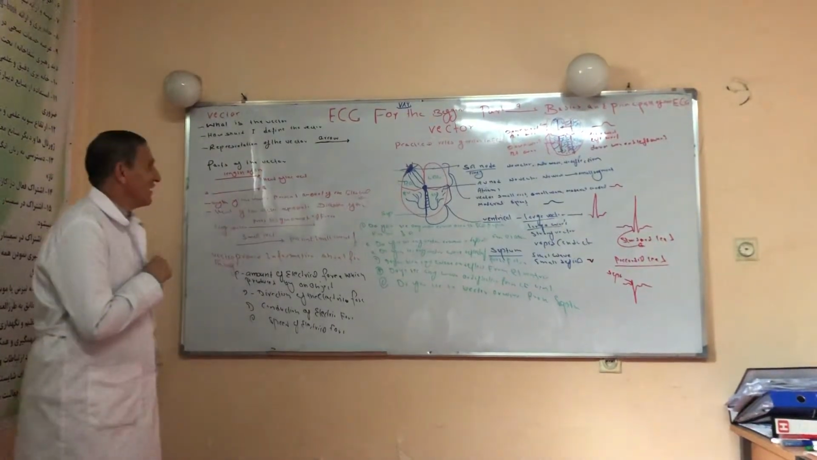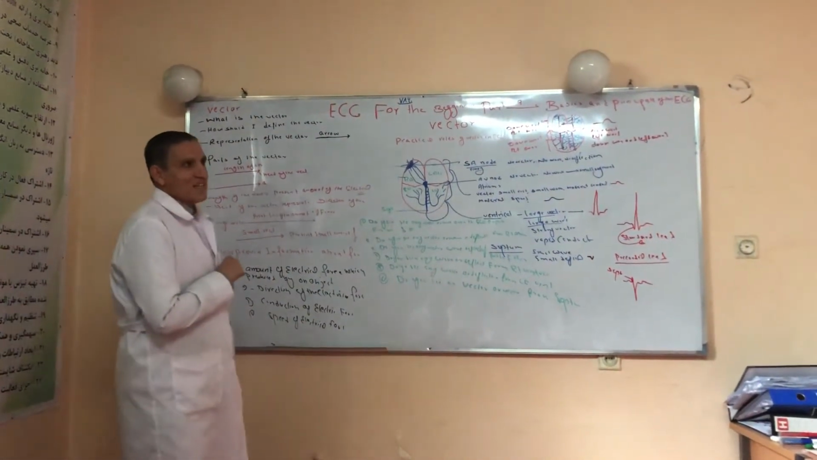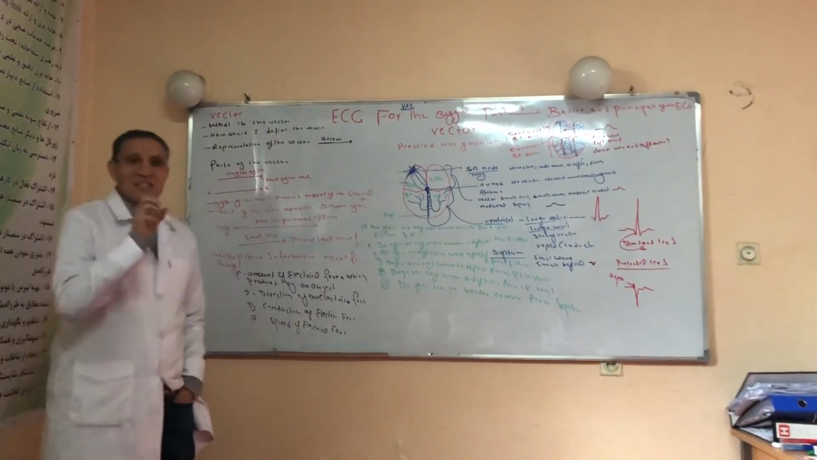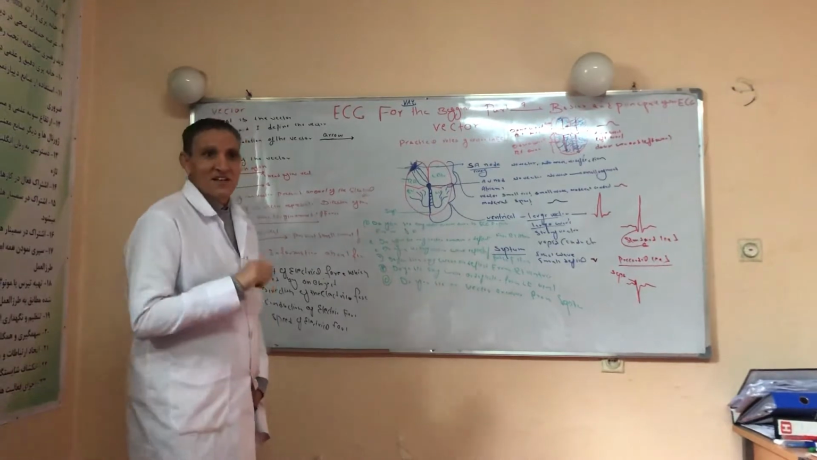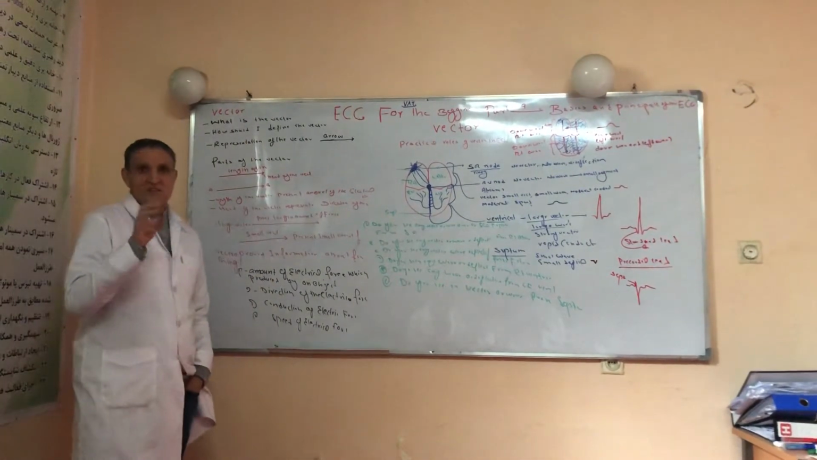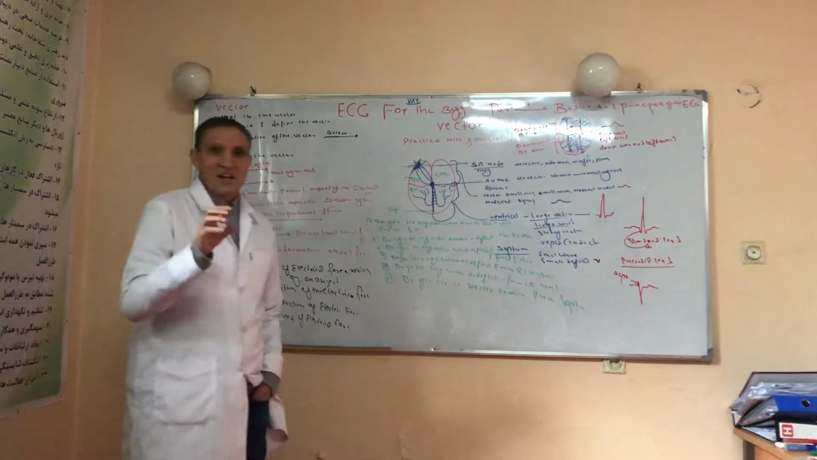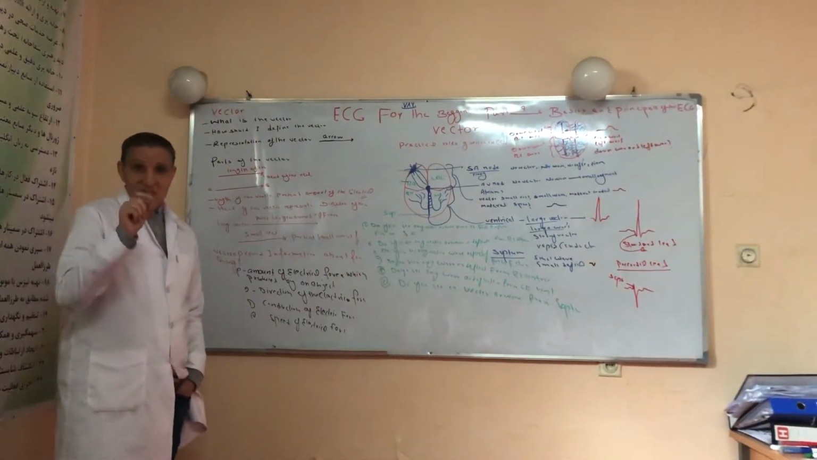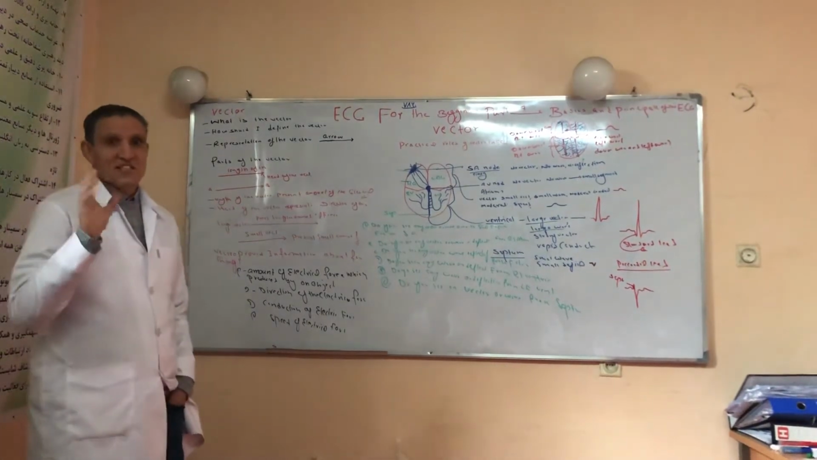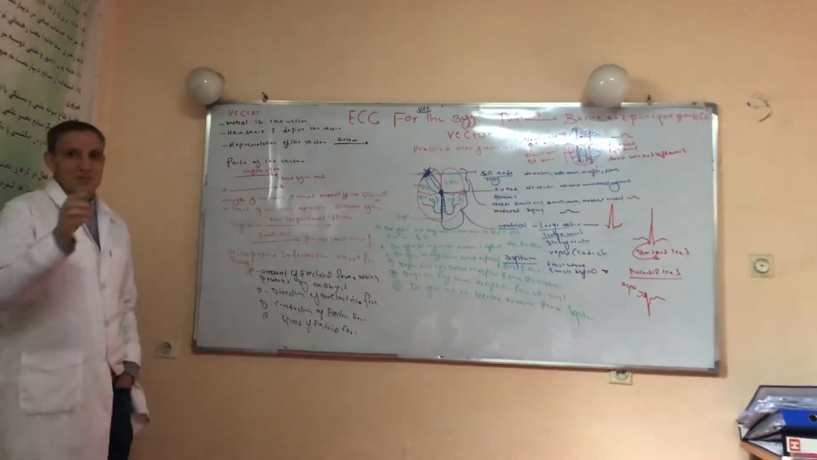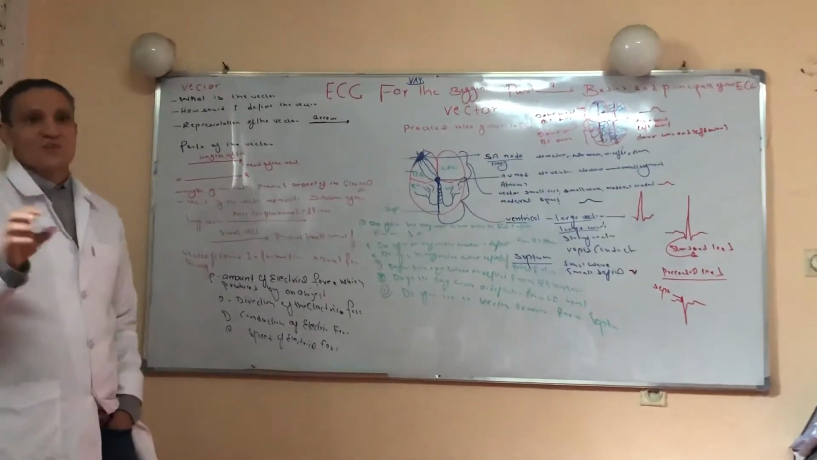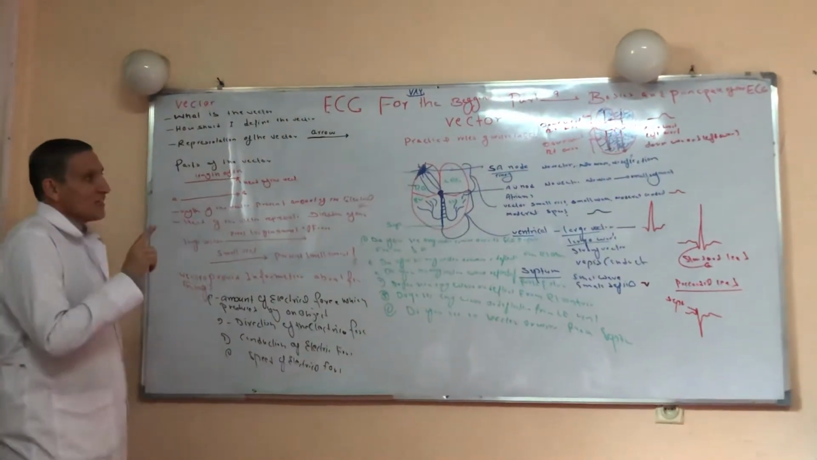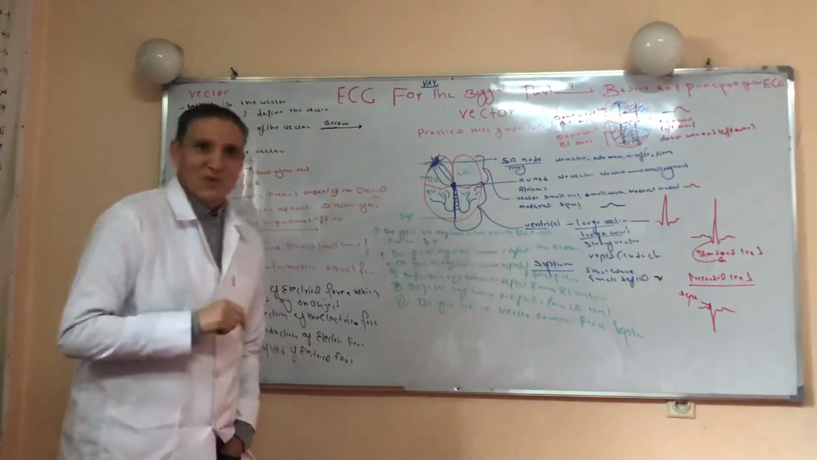What is the vector? A vector is defined as a quantity which has two things: one is magnitude, another is direction. Later on I will give detailed information about the magnitude and direction, but right now we should know the definition of the vector.